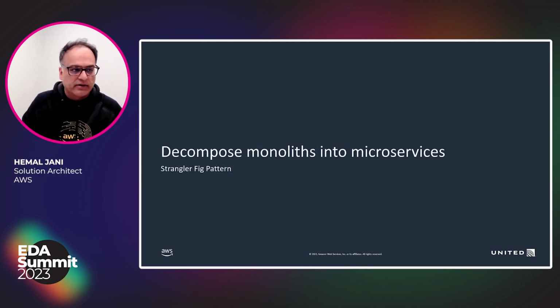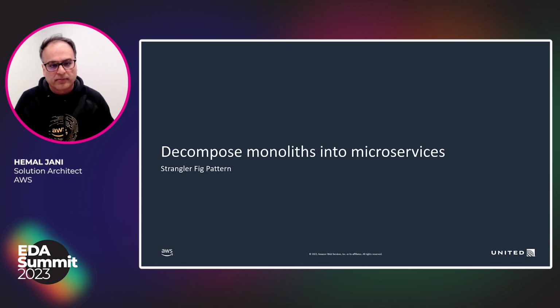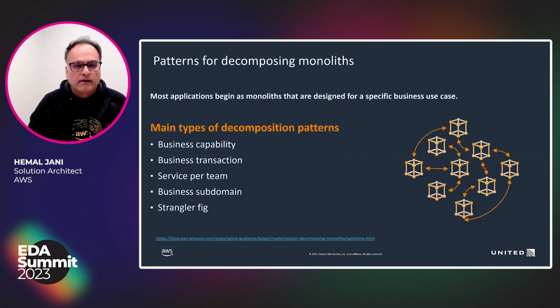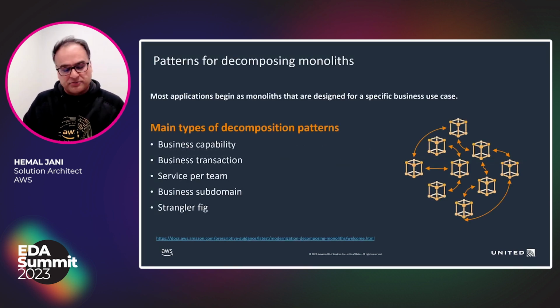Let's start with the first one, decomposition of monolith into microservices. Most applications are built as monolith. A tightly integrated system serves a specific business functionality and is usually a single unit of deployment. Although a monolith can be a valid option for some use cases, it's typically not as suitable for modern applications, which are designed to be loosely coupled and support continuous deployments.